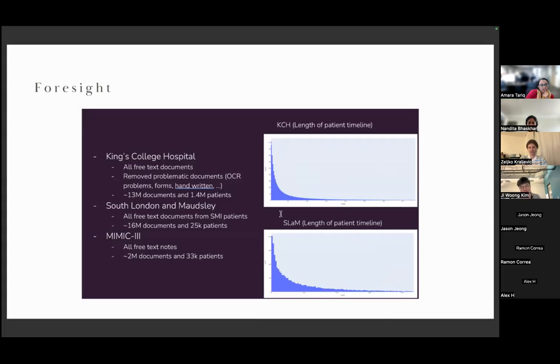The graphs basically show the length of the timeline. So how many concepts does a patient have in their timeline? It is tiny, but it is just showing that mental health hospitals have longer timelines than physical health hospitals.